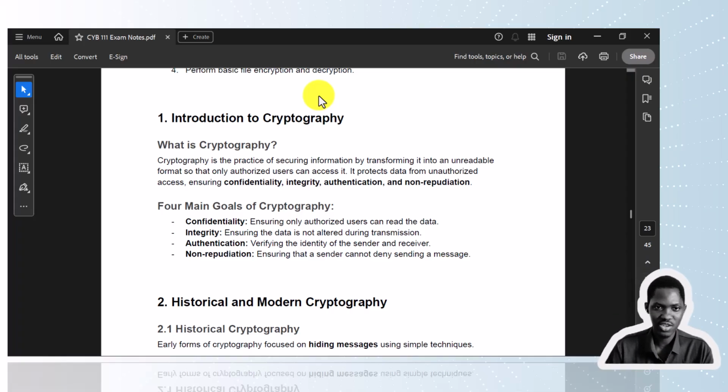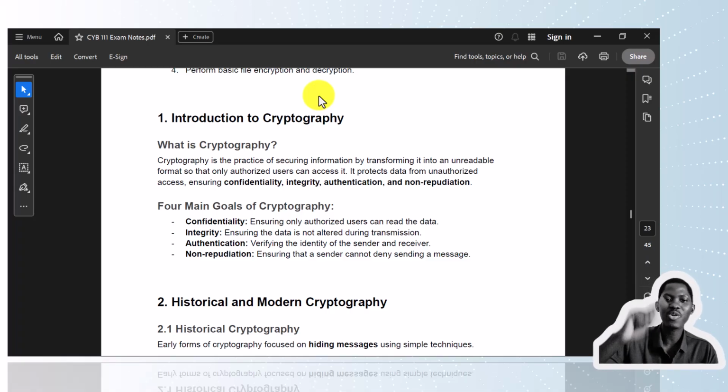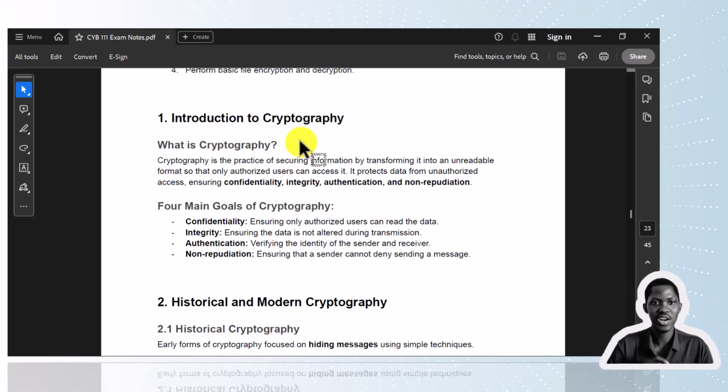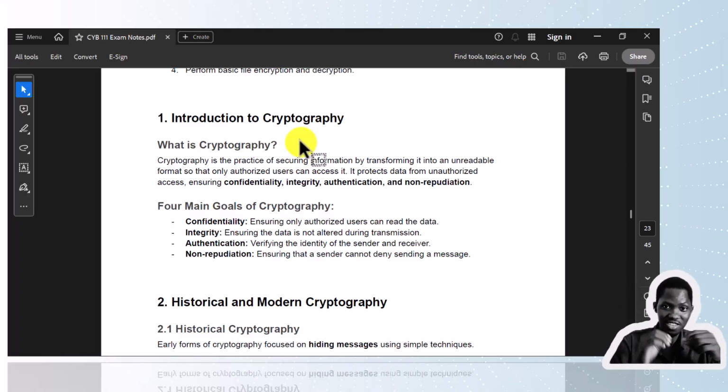and the receiver is the receiver of that particular information. So that's authentication. Then there's non-repudiation. This is ensuring that a sender cannot deny sending a message, and in some cases, a receiver cannot deny receiving a message. So that is non-repudiation, ensuring that the person that sent the message cannot deny that they are the one that sent the message. You cannot deny it. That's what non-repudiation gives you.